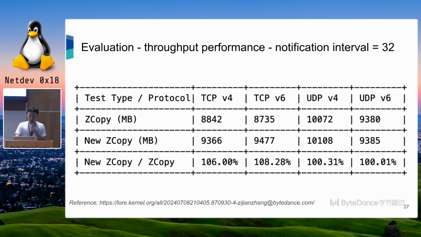When we set the notification interval to 32, which means the sending socket will get all of the remaining completion notifications after 32 sendmsg calls, there is less poll and recvmsg overhead for the original method. So in this case, for TCP, we have around 7% performance gain, and for UDP, we only have a slight performance optimization.